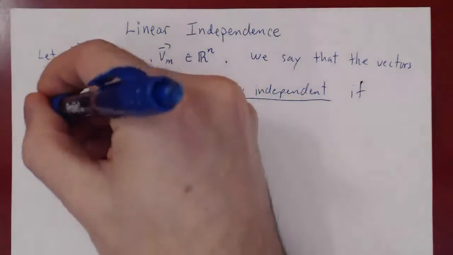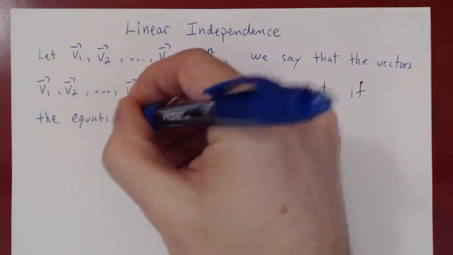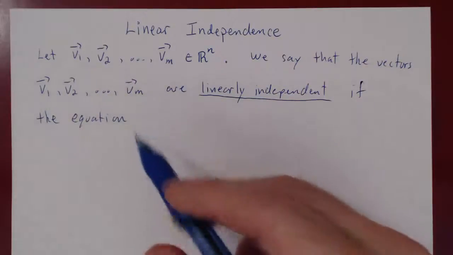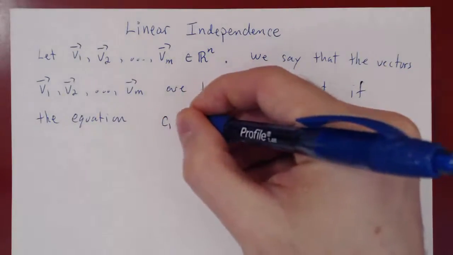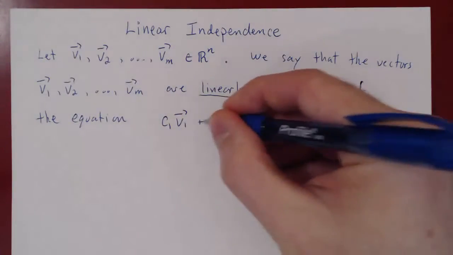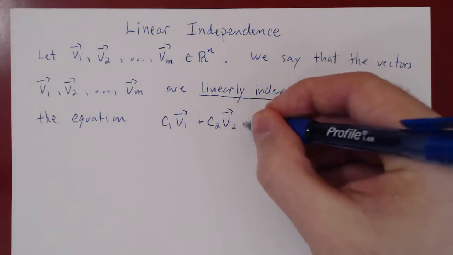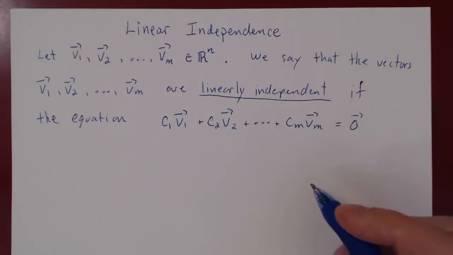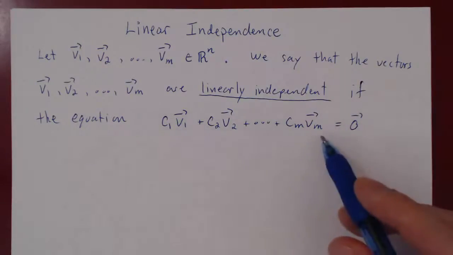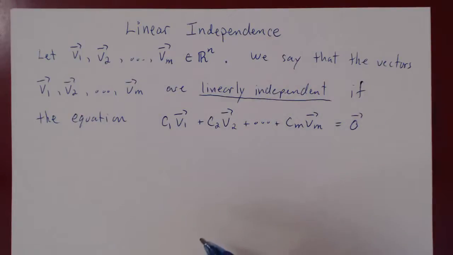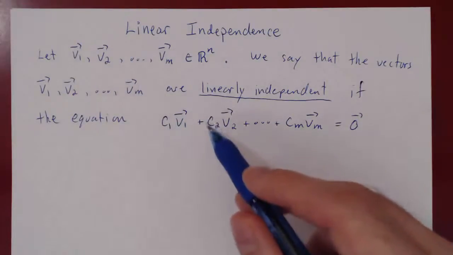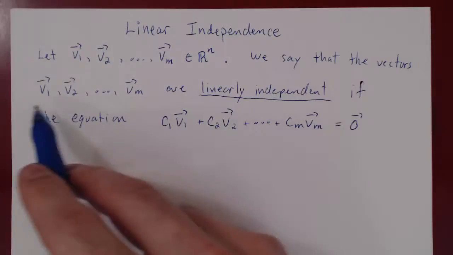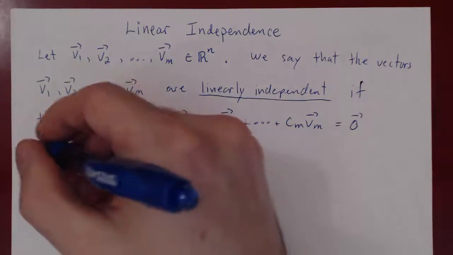if the equation, and here's the equation. We are going to ask, how can we obtain the zero vector with a linear combination of these m vectors? So if the equation c1 times v1, so some multiple of v1, c1 is a real number, plus some multiple of v2, up to some multiple of vm, being equal to the zero vector. So this is our equation, expressing the zero vector as a linear combination of these m vectors. So here the vectors are fixed, and we're trying to solve for the coefficients. How many solutions are there to this linear combination being equal to the zero vector? So we say that the vectors are linearly independent if the equation has only the trivial solution.